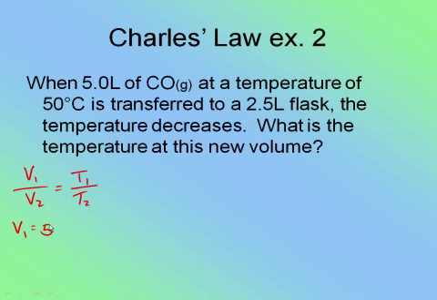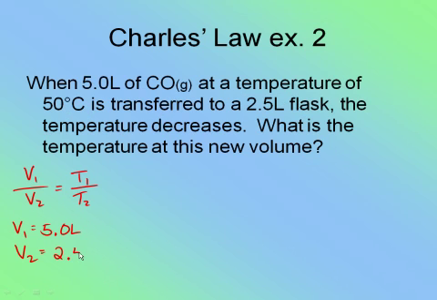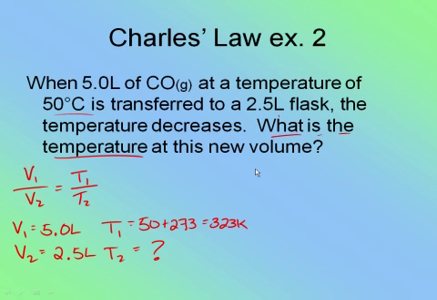V1 is 5.0 liters. V2 is 2.5 liters. My T1 is the temperature that goes with the 5 liters, so it's 50 degrees Celsius. So 50 plus 273 is 323 kelvins. And T2 is unknown because it says what is the temperature. So I'm solving for T2.